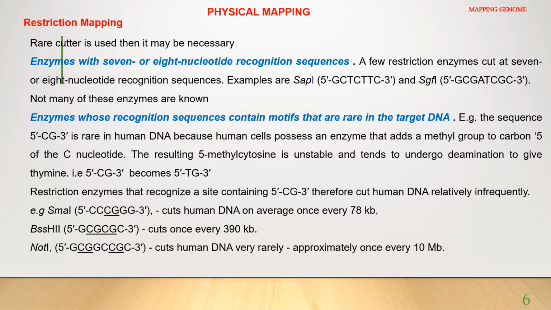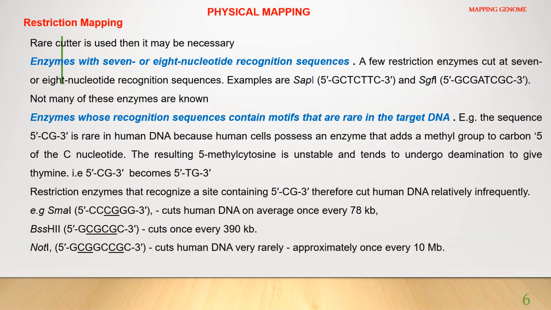Example, restriction sites for SfaI, SgfI. However, not many such enzymes are known. Another way is to use restriction enzymes whose restriction sequence contains certain rare motifs in the target DNA. Example, in humans, the 5'-CG-3' sequence is rare, as in humans the 5' cytosine gets methylated.